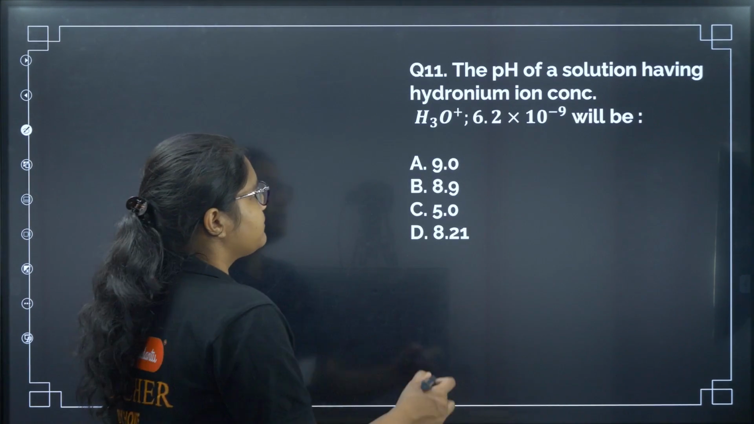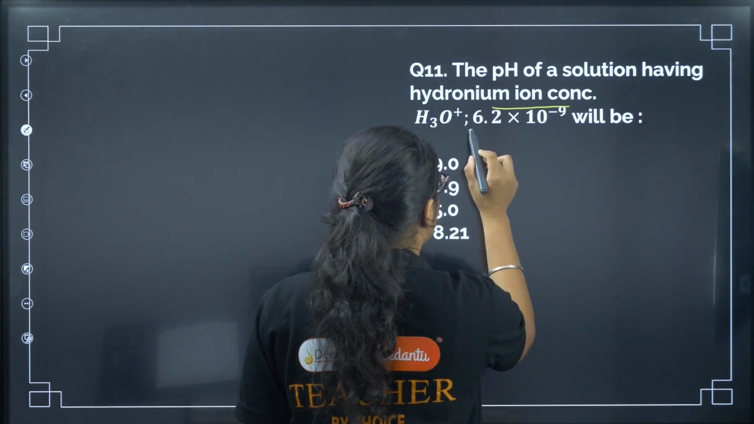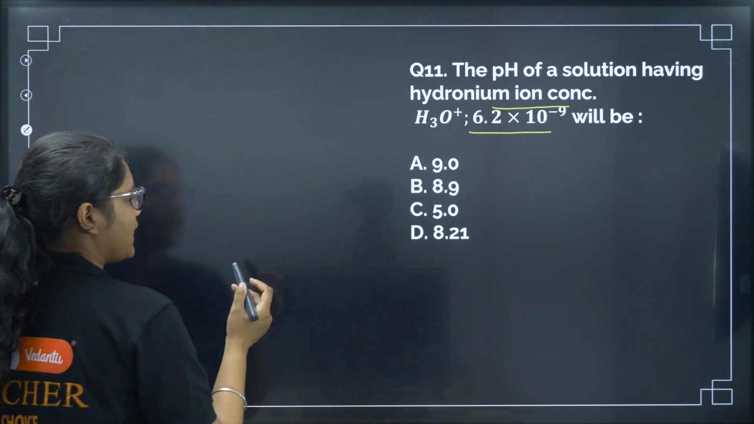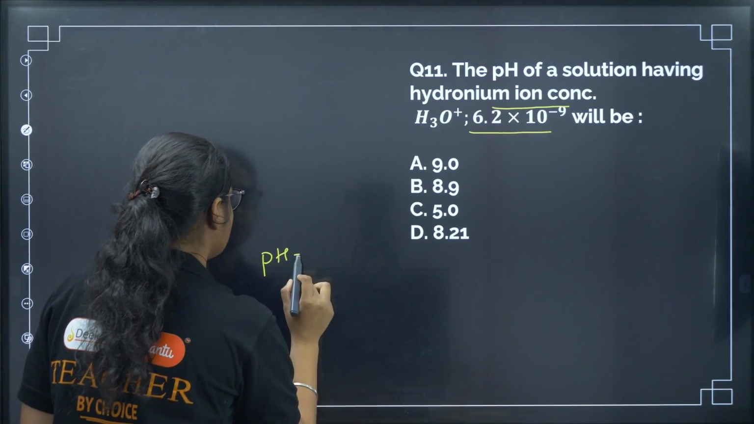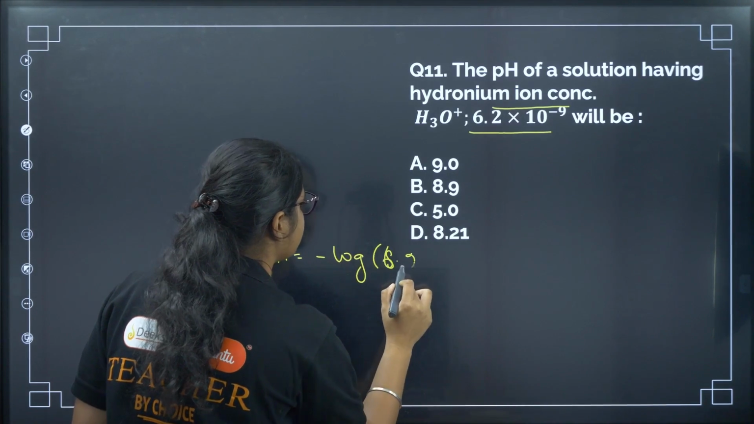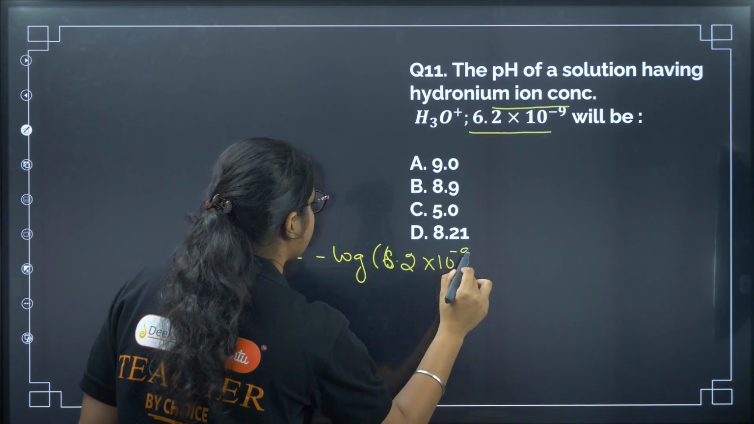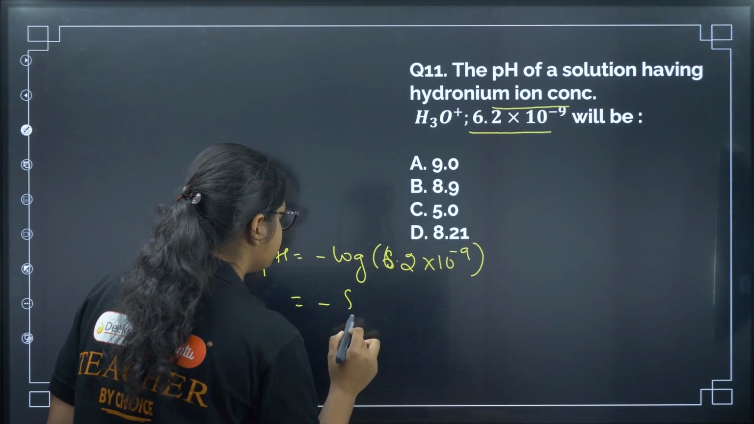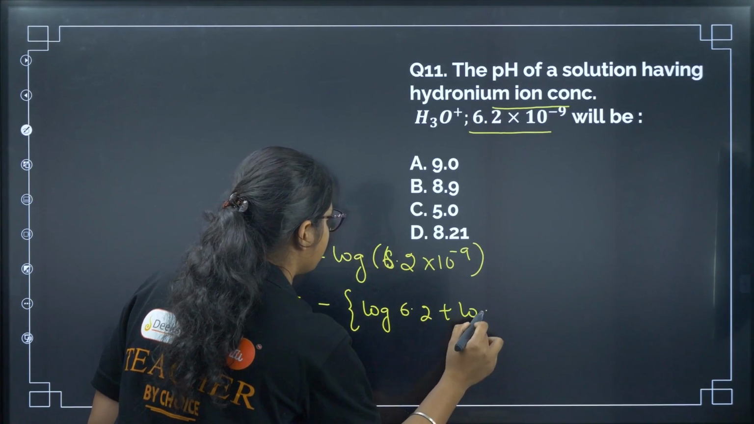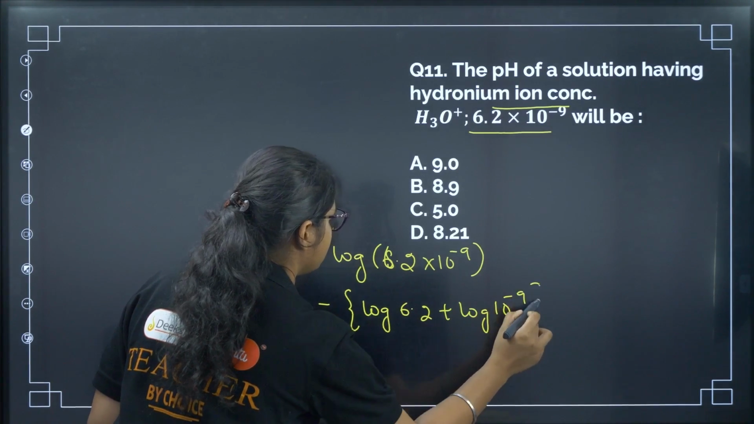Now next question, the pH of the solution having hydronium ion concentration as this much will be, okay. So if you calculate, we have this formula, pH is equal to minus log of H plus concentration, which is 6.2 into 10 to the power of minus 9. So that is equal to minus log of 6.2 plus log of 10 to the power of minus 9, right?